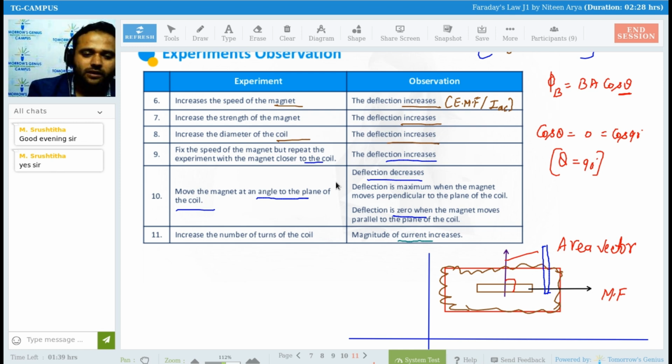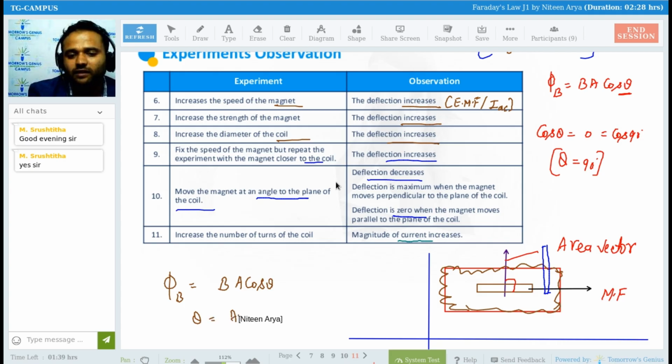Okay. Here the words are going to be very crucial. Deflection. Focus here. Deflection is maximum. What is the meaning of deflection? Phi B needs to be maximum. That is B A cos theta. And this theta here is the angle between B, which is the magnetic field, and the area vector. The area vector is this. This is my area vector, normal to the plane.